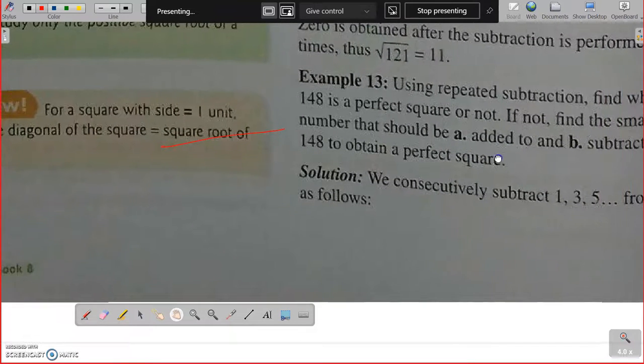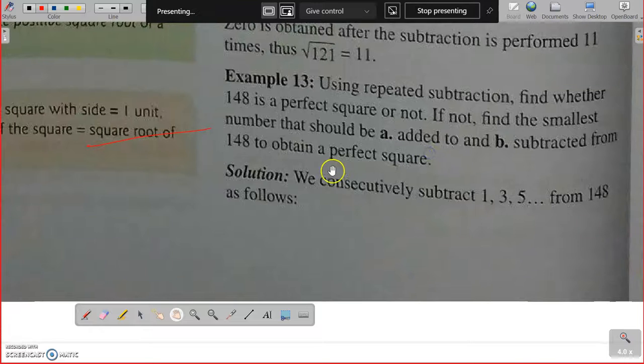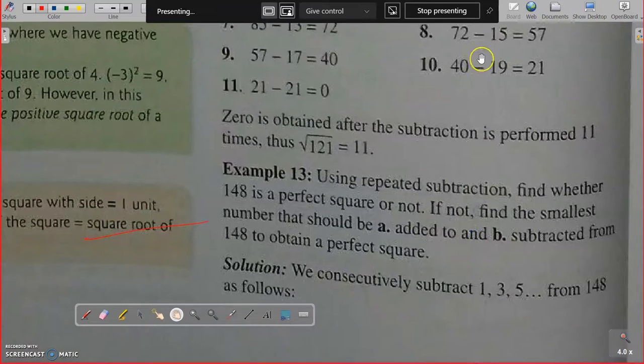Two questions are there, okay? Added to, and (b) subtracted from 148 to obtain a perfect square. So how to know which number should be added or which number should be subtracted to get a perfect square? Let's see. Of course, here also the same process: 1, 3, 5. This way we will go on subtracting. But here the next step will be what we will see just now.